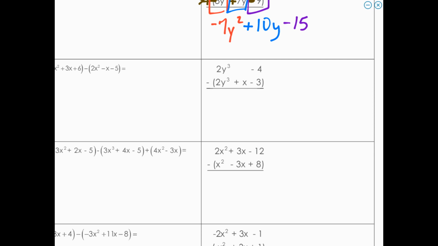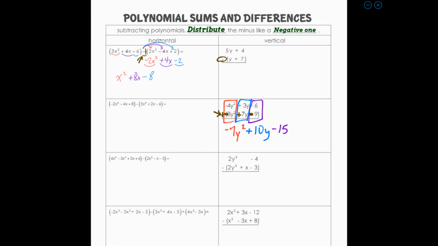Wait, was there words up here? There was. Oh, I didn't distribute the negative 1.